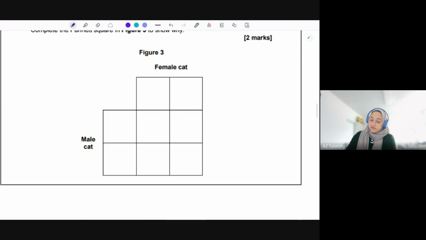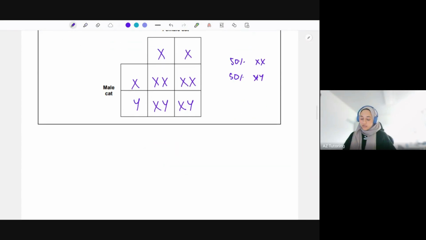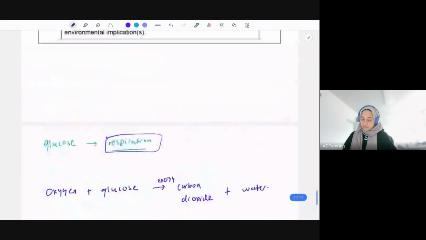The cat breeder expected 50% male and 50% female kittens. Complete the Punnett square. The female cat would be XX, the male would be XY, and we're just crossing these together. These Punnett squares, you need to know them for any disorders as well, like cystic fibrosis, polydactyly, which we'll go over as well. So this first one gives us XX, this one here gives us XX, this one here gives us XY. Make sure you put them in alphabetical order, so X before Y. And then on the bottom here, we've got XY. So we can see it's 50% chance of XX and 50% chance of XY. So we've just proved it for 2 marks.